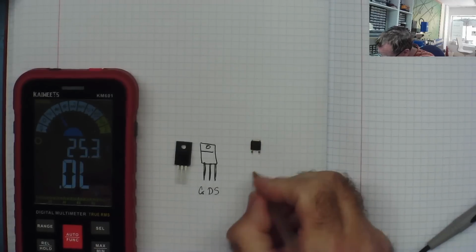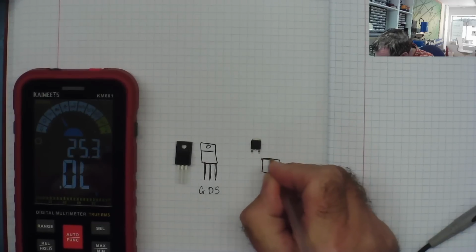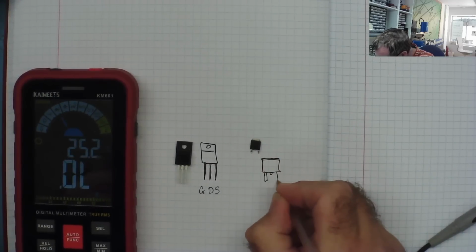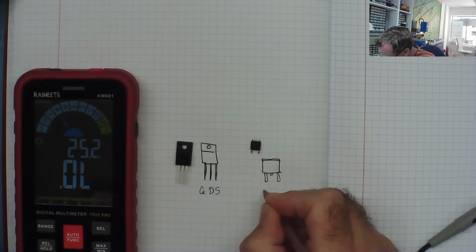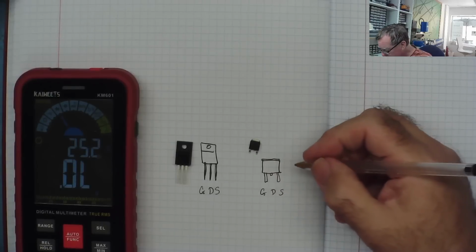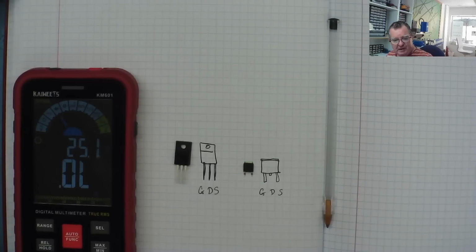So here we have our P-channel MOSFET, little tab on it, a short leg, 2 longer legs, and again we have the same layout: gate, drain, source. They don't have to be this way, but this is a very common layout for MOSFETs. Let's check them with a multimeter.